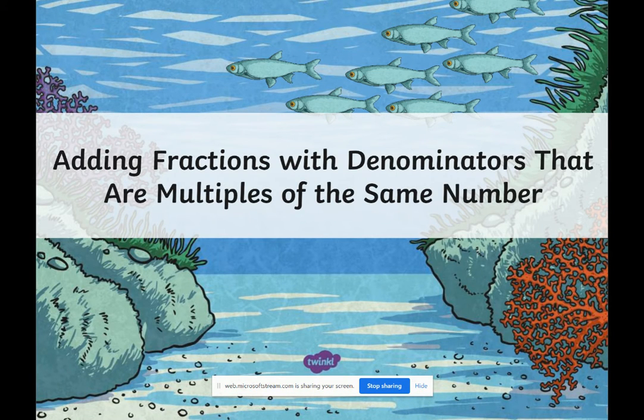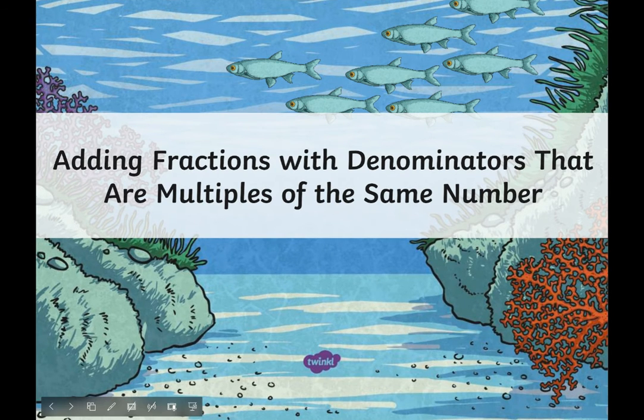Here we're going to be adding and subtracting fractions with denominators that are multiples of the same number. So what that means is that the denominators are going to share common factors, but they're going to be different. So we have to think about that when we are adding. We can't simply just add our numerators if our denominators don't match.